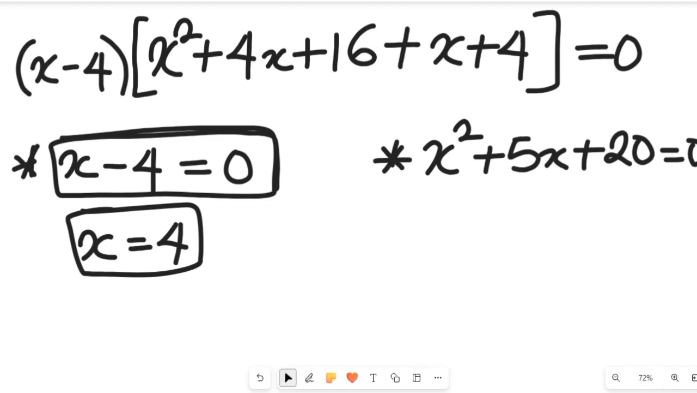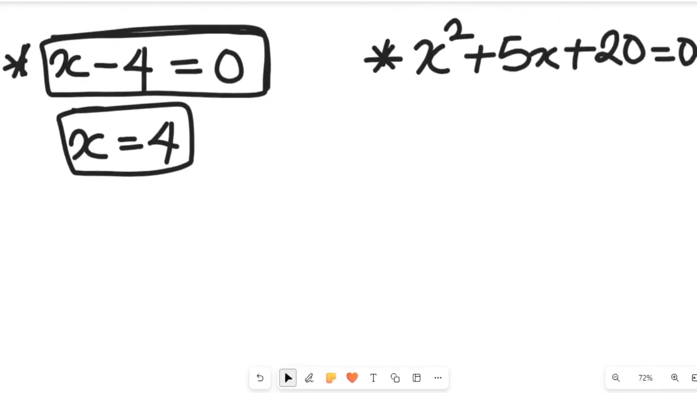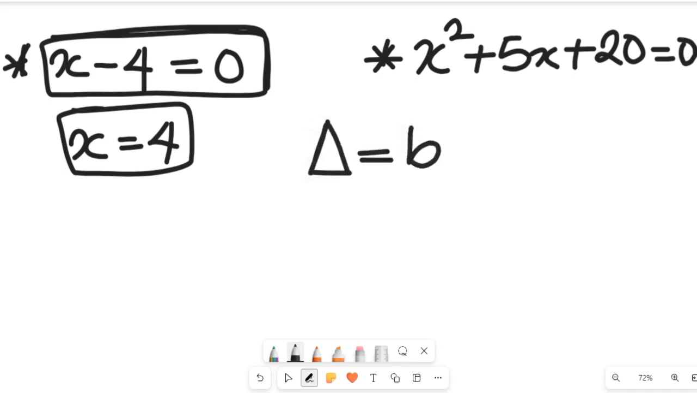Now, to find the solution to this quadratic equation, remember, we are asked to find the real values of x. So we are going to first find the discriminant of these values to see if they are definitely going to give us a real solution or an imaginary solution.